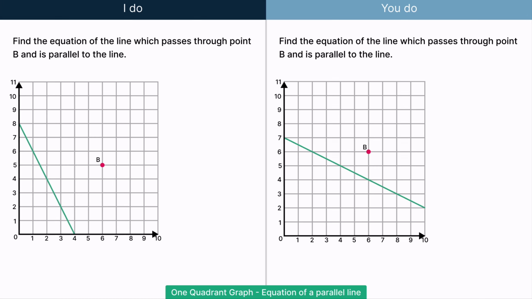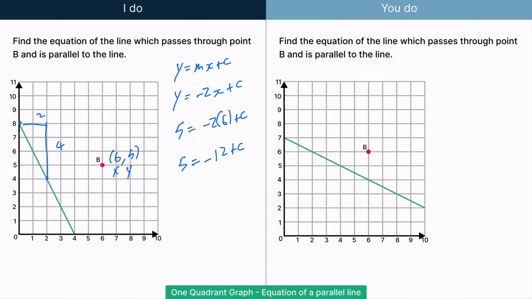So looking at this one here, we have y is equal to mx plus c. Now, since the 2 lines are parallel, the gradient's the same. So I'll find the gradient of this line. It's 2 across and 4 down. So I know the gradient is 4 divided by 2, which is just going to be 2. But in this case, because it's going down, it's a negative 2. So now I know what the gradient is. All I need to do is find the y-intercept, and I can do that by using these coordinates. So that's 6, 5. So x and y. So 5 is equal to minus 2 bracket 6 plus c, which is 5 is equal to minus 12 plus c, which means c is going to be equal to 17.